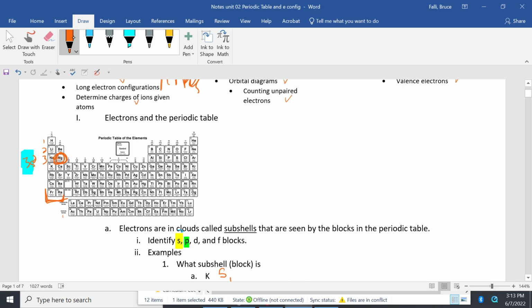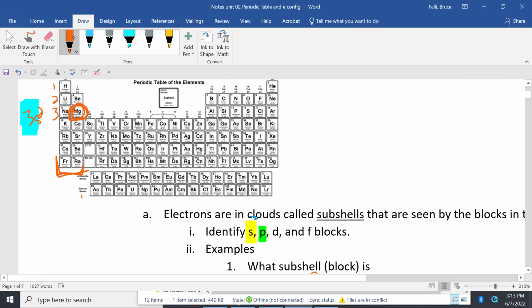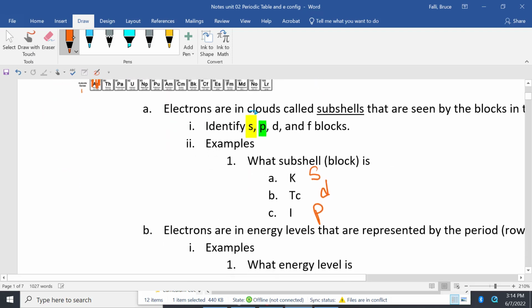5d5. So remember, if I have 5d5, this 5d is really on the 6th level. So there's 3, there's 4, there's 5, there's 6. I'm in the D block right here, and I want to be the 5th one in there. Lanthanum actually belongs here, and the one that I gave you shows up there, and it should be there. So I've got 1, 2, 3, 4, 5. Rhenium.